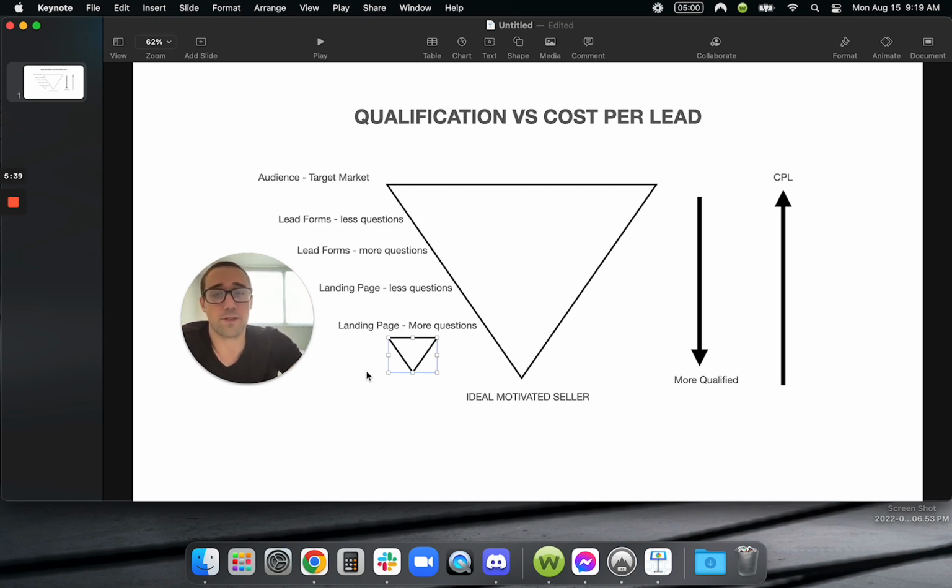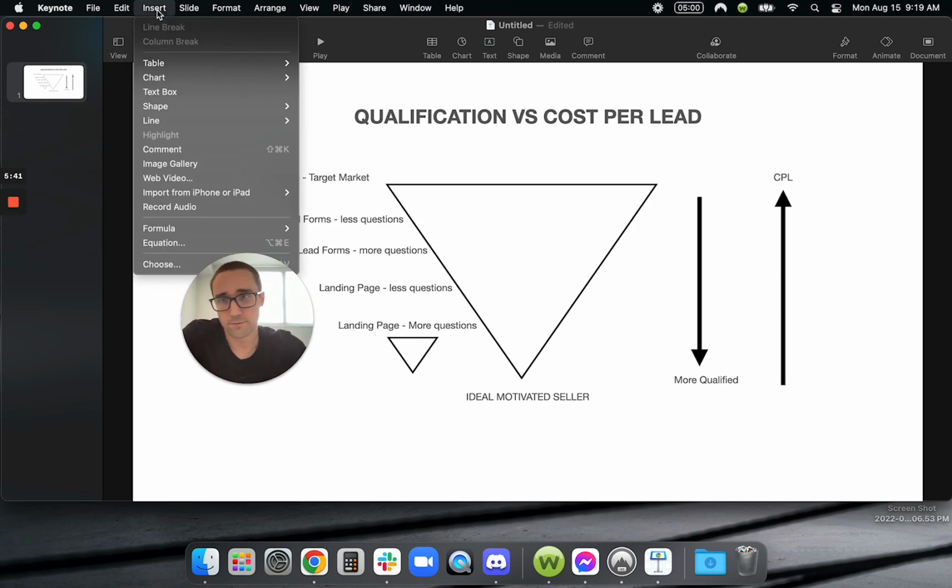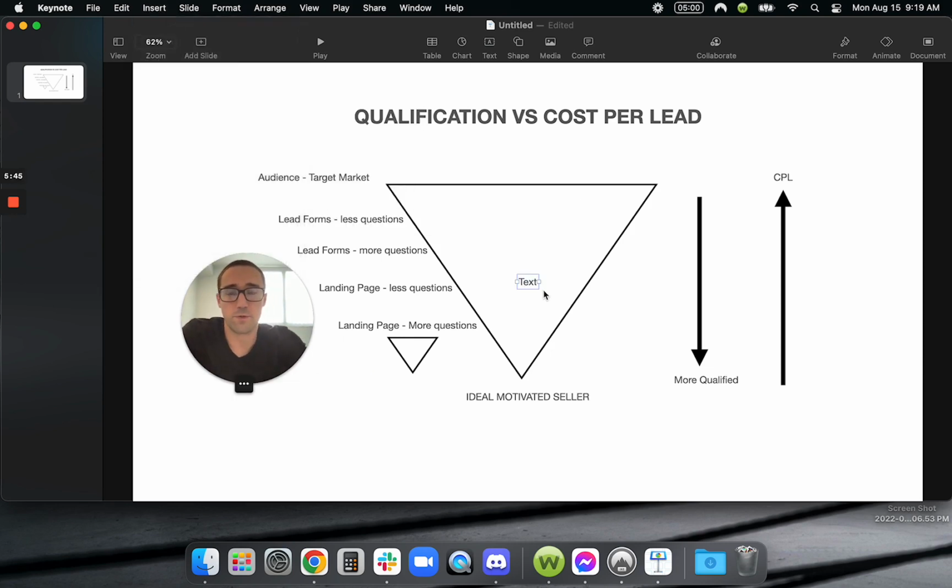Now, what we do is we put a pixel on the tracking. It's on the lead forms. It's also on the landing pages. We manually install it on the landing pages. But that pixel tracks who actually comes all the way down to here and becomes this motivated seller, right? And so now we get that data.